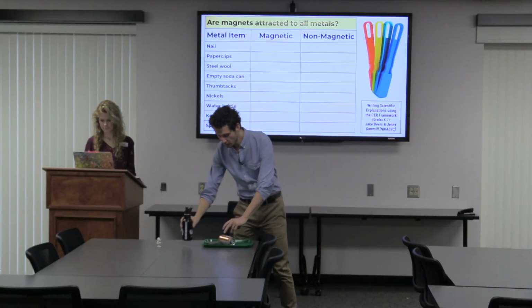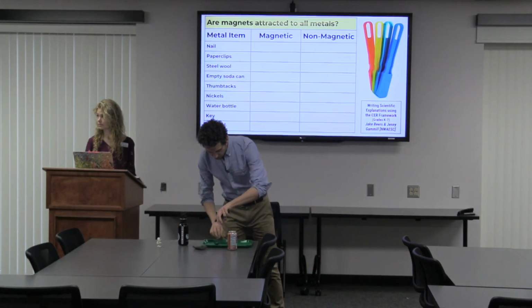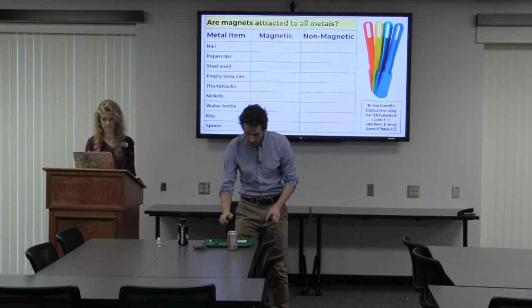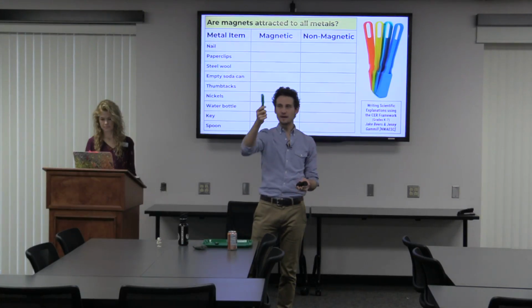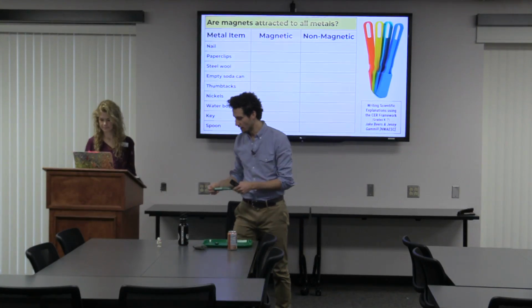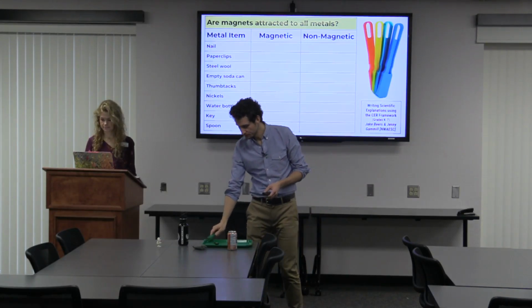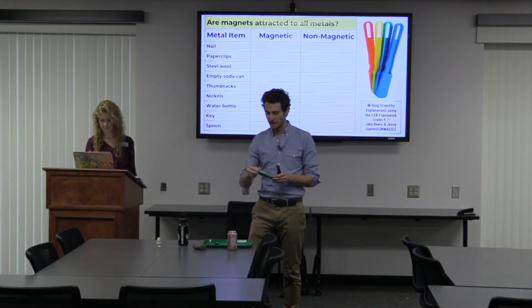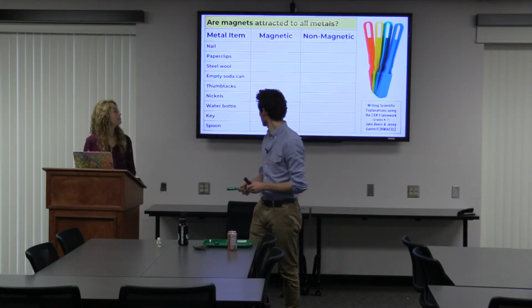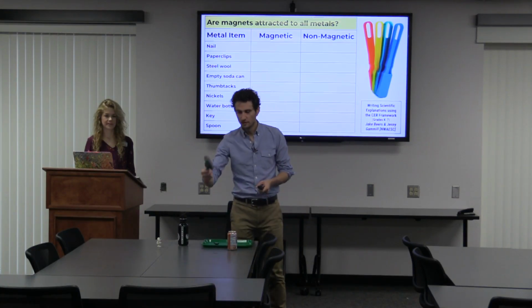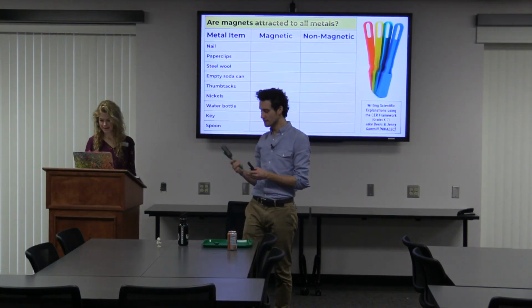The first material we're going to test is a nail. I'm going to pick it up. Our nail is magnetic. All right, we have a winner. I'm going to sort this in two piles. Our next is a paper clip. Our paper clip is magnetic. Next one is steel wool. All right, steel wool is magnetic.